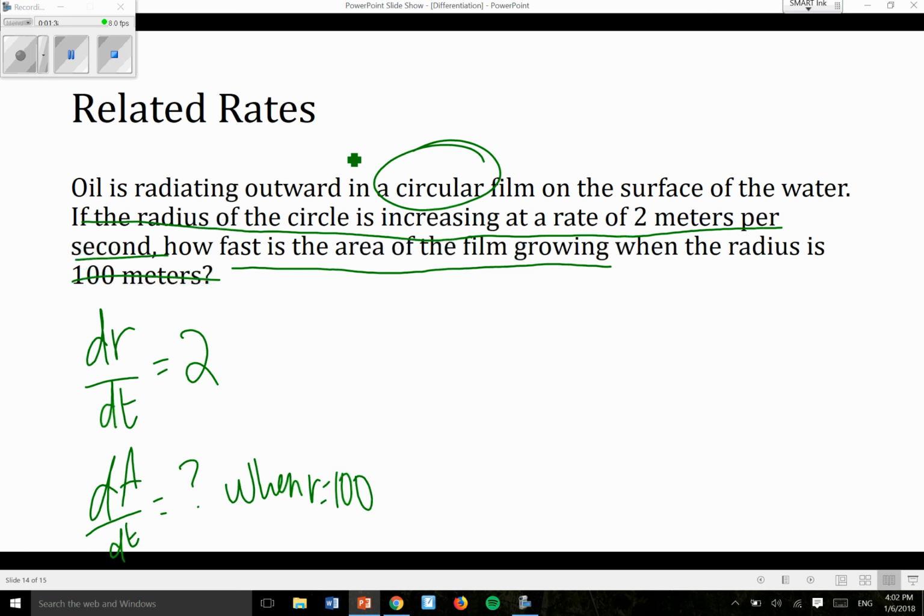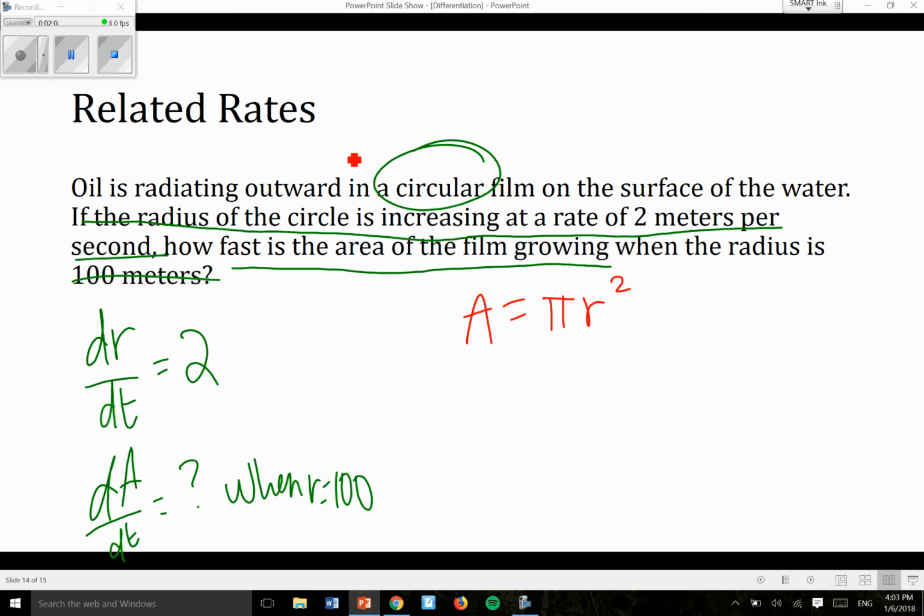Before I can get how my rates are related, I just need a way that radius and area are related in general, not their rates. And I know that because this is a circle, area equals pi r squared. That's how radius and area are related. Now I just need to figure out how their rates of change are related, and I can get that by differentiating both sides of the equation with respect to time.